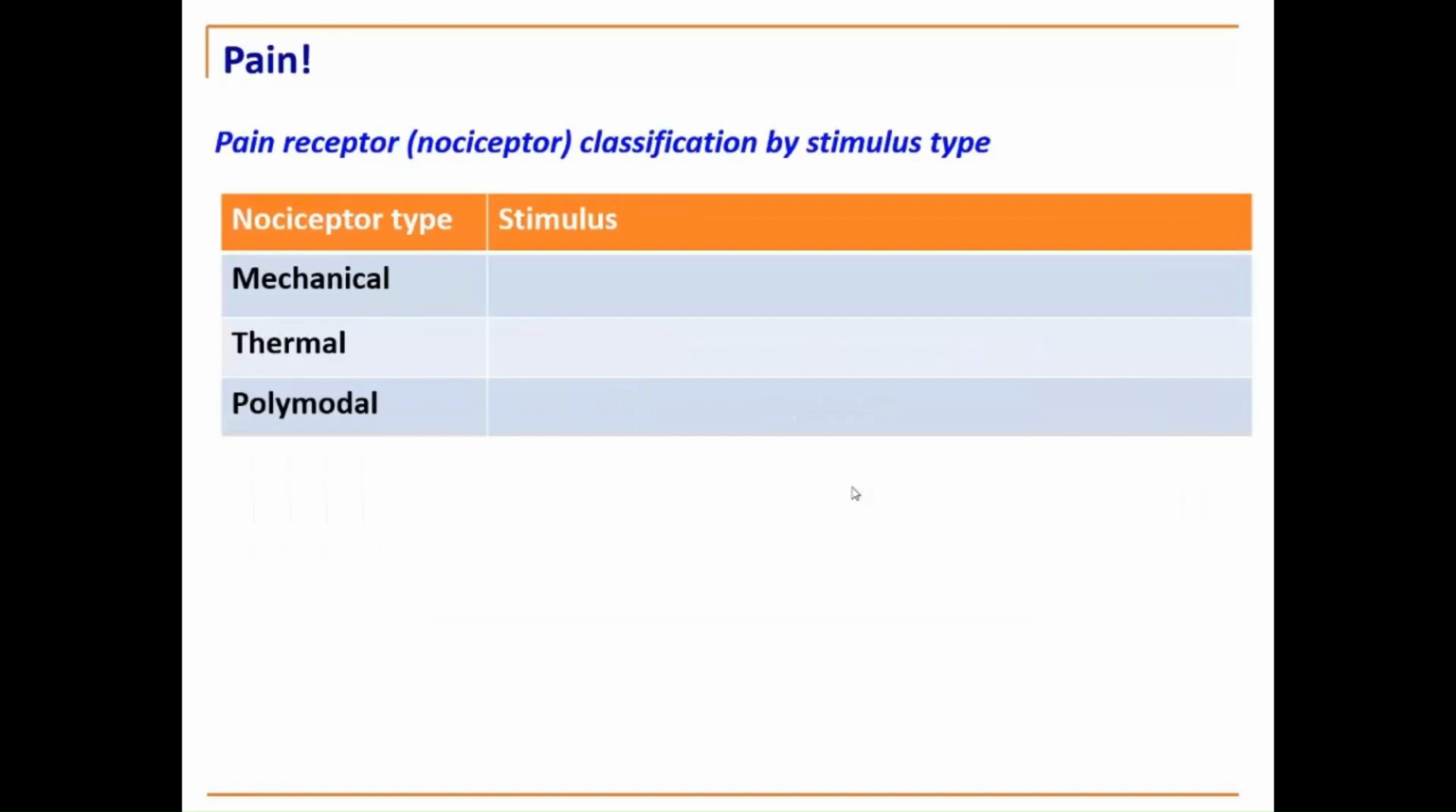So we've now gone on to the different types of nociceptor classification by stimulus type. So if we're looking at the nociceptor types, we have mechanical, we have thermal, and we have polymodal. And again, this should be nice and easy just from their very name. So mechanical nociceptors is obviously due to mechanical damage. That might be things like cutting, crushing, and pinching.